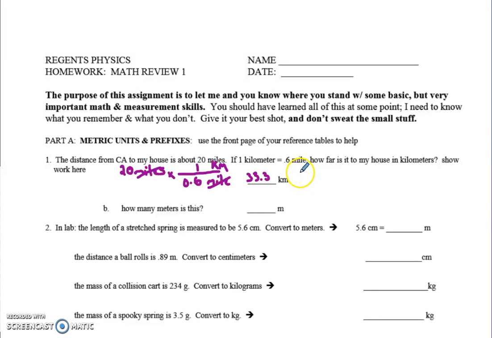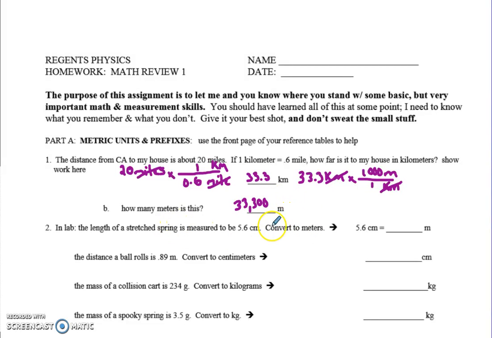Now, if I want to know how many meters that is, I want to use my reference table to see what kilo means. And you'll see that kilo stands for 1,000. So if I want to get from kilometers to meters, 1 kilometer is 1,000 meters. So now the kilometers cancel out, and I do 33.3 times 1,000, and I get 33,300 meters.